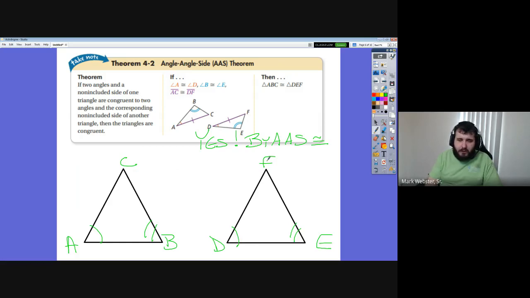And then when we look at the side here, it is side AC. So the two angles and then the congruent side is on the left. The two angles here and the congruent side FD is on the left. They match.